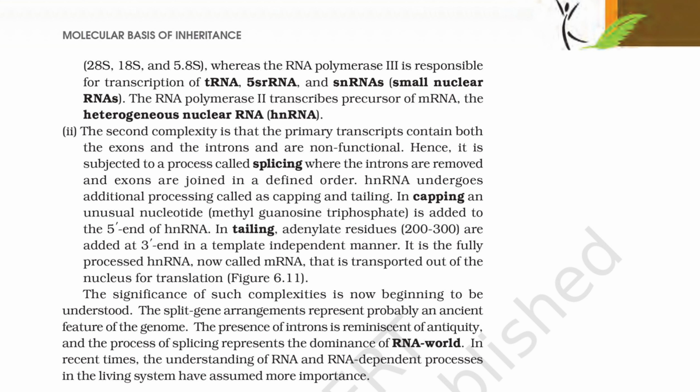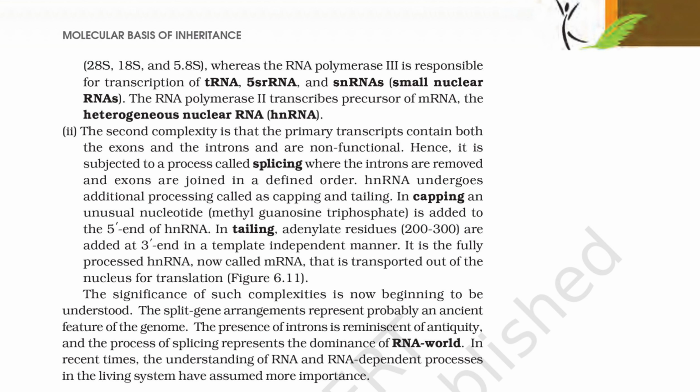hnRNA undergoes additional processing called capping and tailing. In capping, an unusual nucleotide, methylguanosine triphosphate, is added to the 5' end of hnRNA. In tailing, adenylate residues, 200 to 300, are added at the 3' end in a template-independent manner. It is the fully processed hnRNA, now called mRNA, that is transported out of the nucleus for translation.